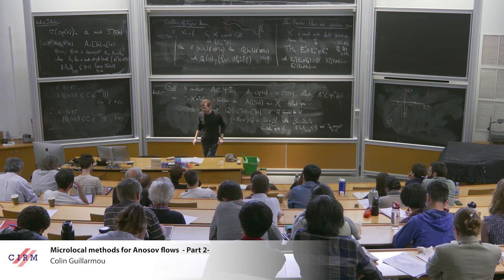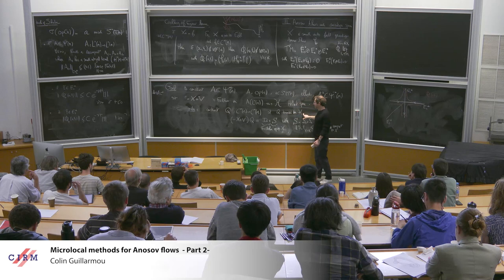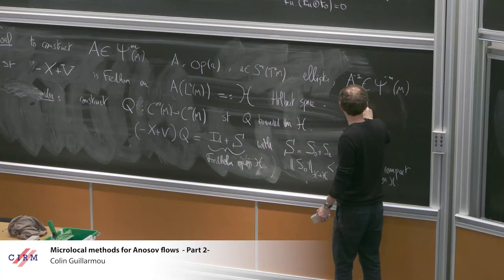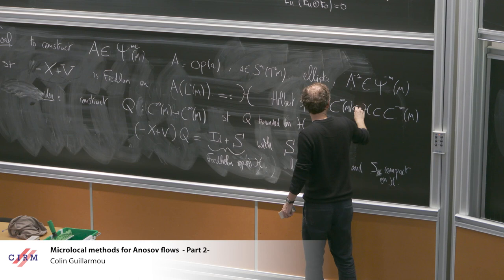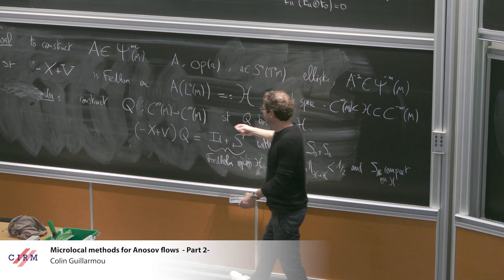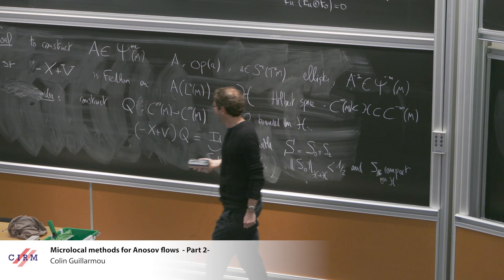No. In this case, no. So Q will map C infinity to C infinity. It will be bounded on H, but H is just a space which is contained in the distributional space, and it contains C infinity. So it's defined on C infinity. It's bounded with respect to the norm of H. Yes. Okay. So a priori, it's defined on C infinity. You can extend it on distributions. And it also has the property that it's also bounded on H. So that's the goal of this.